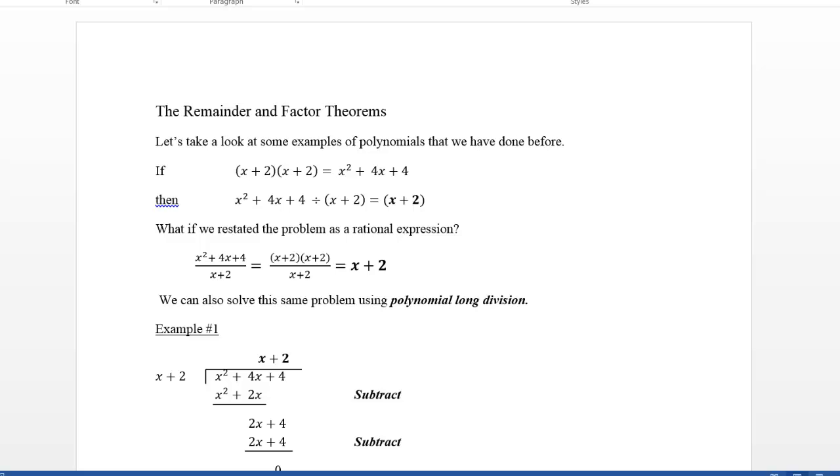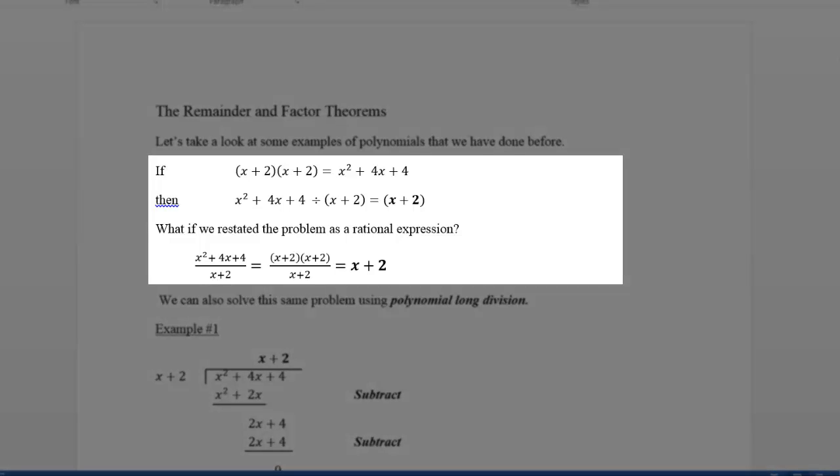So if we look at an example here, I've got this little if-then statement where if we FOIL these two factors, these two binomials, x plus 2 and x plus 2, we come out with the trinomial. We know this is a perfect square trinomial. Now, if we were to reverse this process, if we were to divide out an x plus 2 from that perfect square trinomial, we'd be left with the other factor of x plus 2.